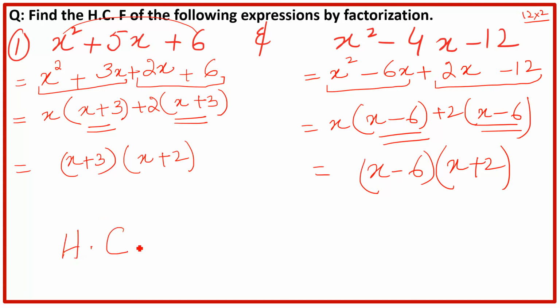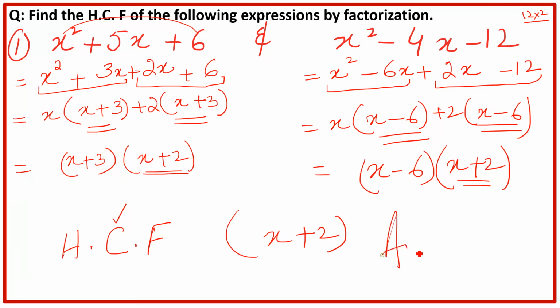Now the question is, we have to find out the highest common factor. See, what is common, which is present in both. So x plus 2 is here, x plus 2 is here. We do not have x minus 6 here. Same thing, x plus 3 is here, but we do not have x plus 3 there. Only x plus 2 is common. So this is our answer, and this is the highest common factor. Common means which is present in both.